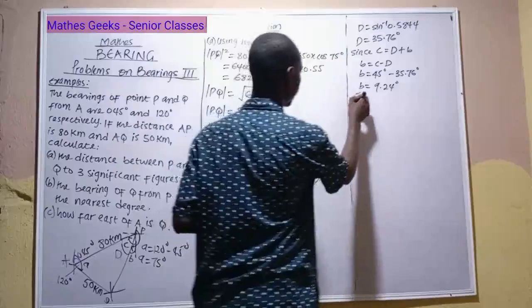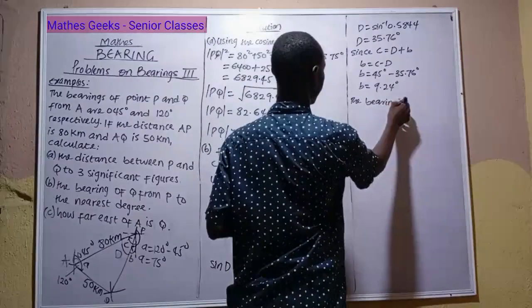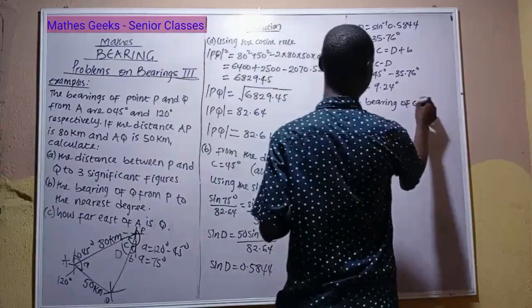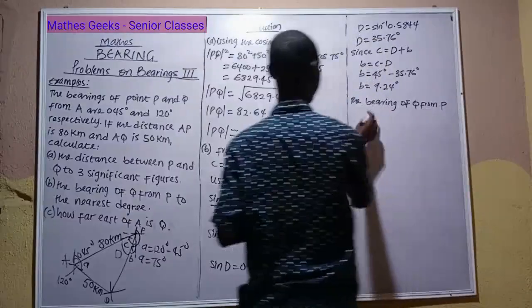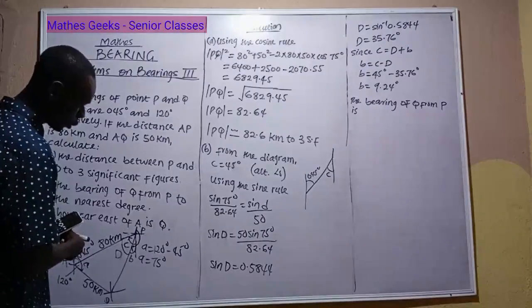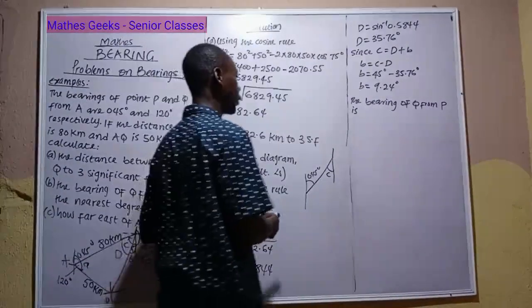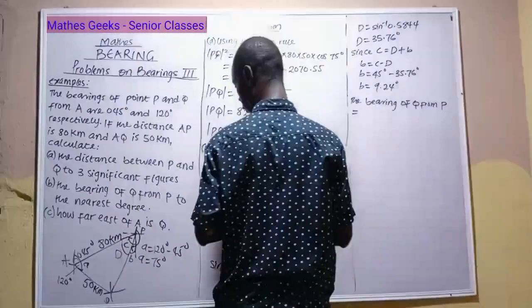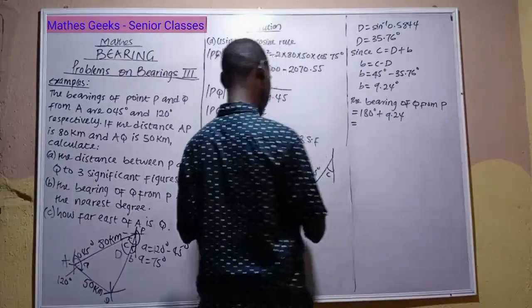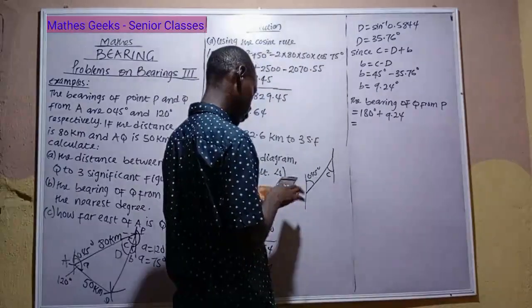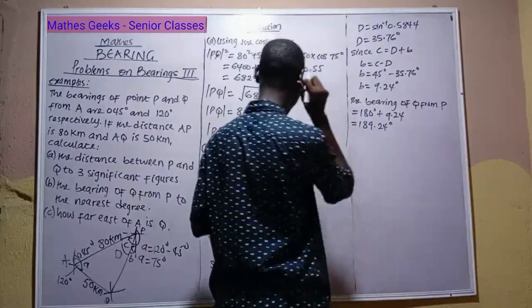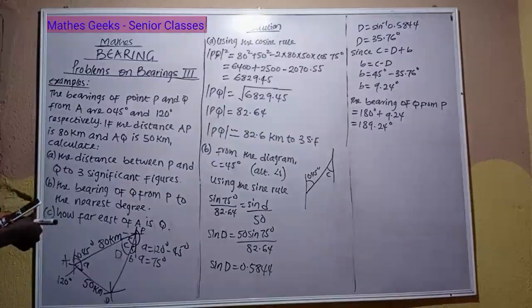Therefore, the bearing of Q from P is equal to 180 degrees plus 9.24, which gives us 189.24 degrees. That's the bearing of Q from P.